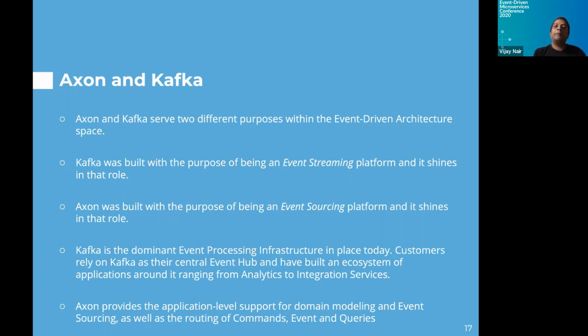So how do we combine these? We've seen a lot of implementations where customers do want to rely on Kafka as well as use Axon from an event sourcing perspective. They want to continue using Kafka from a streaming perspective because they have built the ecosystem around it. And they want to start using event sourcing and they want to use Axon for that. So essentially what can be done is you have Axon, which provides the support for the domain model as well as event sourcing operations. And then you rely on Kafka as the mechanism for delivering the events that have been generated from Axon applications to the downstream systems. So you can have the best of both worlds.